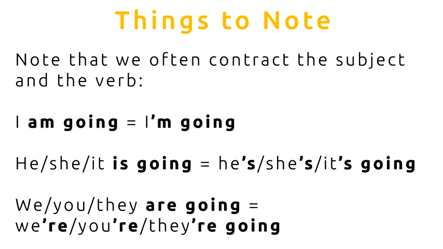Similarly, with he, she, it is going, we can say, he's going, she's going, or it's going to the shop. And with we, you, and they, we can say, we're going, you're going, or they're going to the shop. So we contract the subject and the verb.